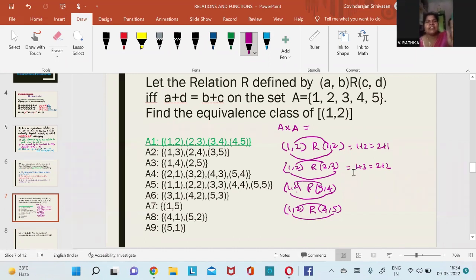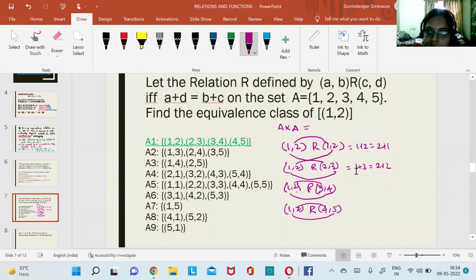Actually, we can make a slight change in that expression. We can write it like a minus b equals c minus d, so the difference of the first two elements is equal to the difference of the second two elements. In that way, we can modify that statement, and that would perhaps be easy.